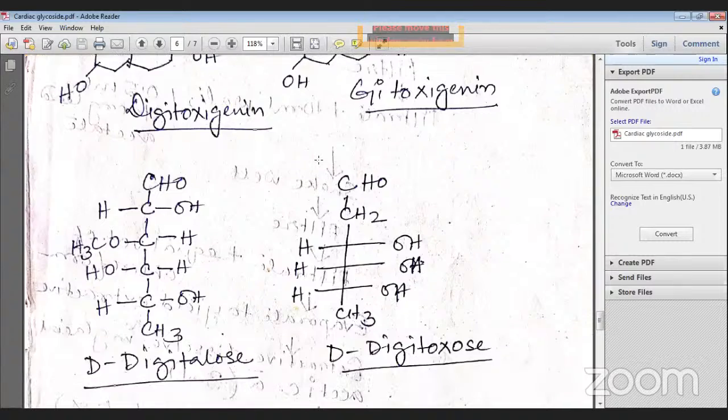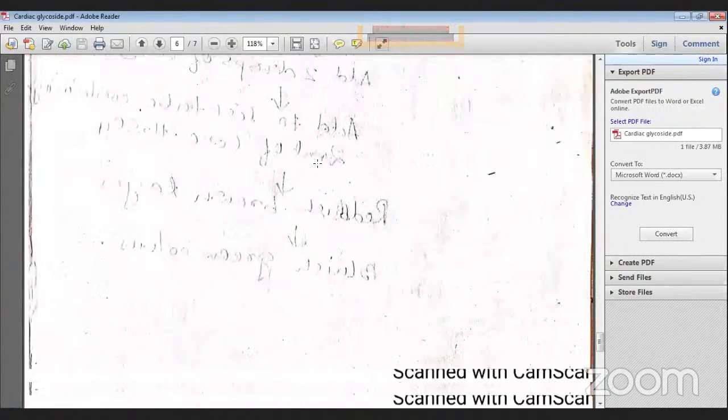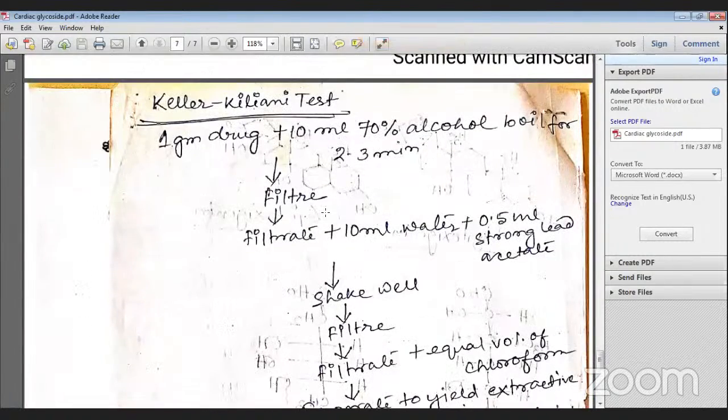Sorry, this is the structure of the glycoside part and the sugar part. Next is the Keller-Killiani test.